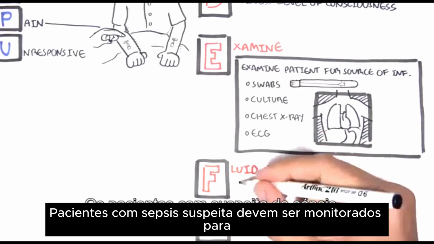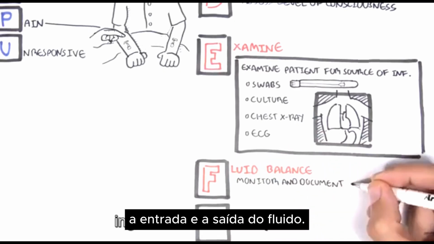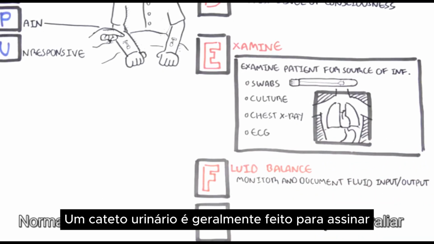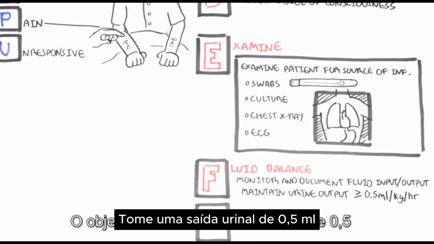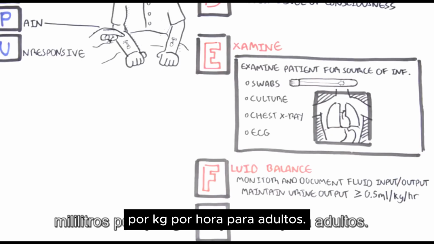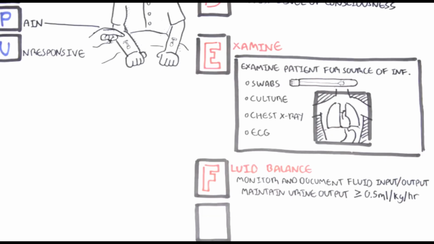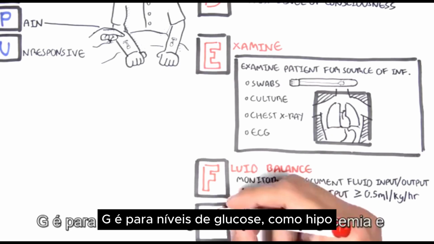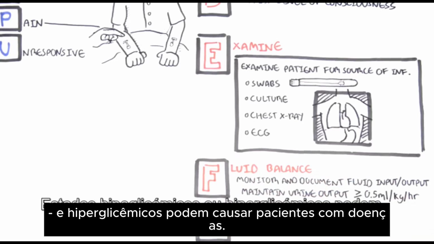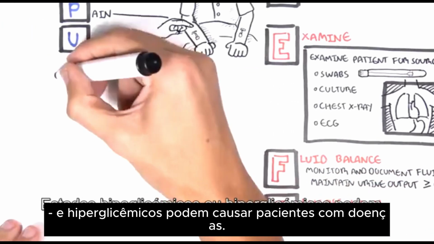F is for fluid balance. Patients with suspected sepsis should be monitored for fluid input and output. A urinary catheter is usually done to assess fluid output. Aim for a urine output of 0.5 milliliters per kilogram per hour for adults. G is for glucose levels, as hypo and hyperglycemic states can cause ill patients.